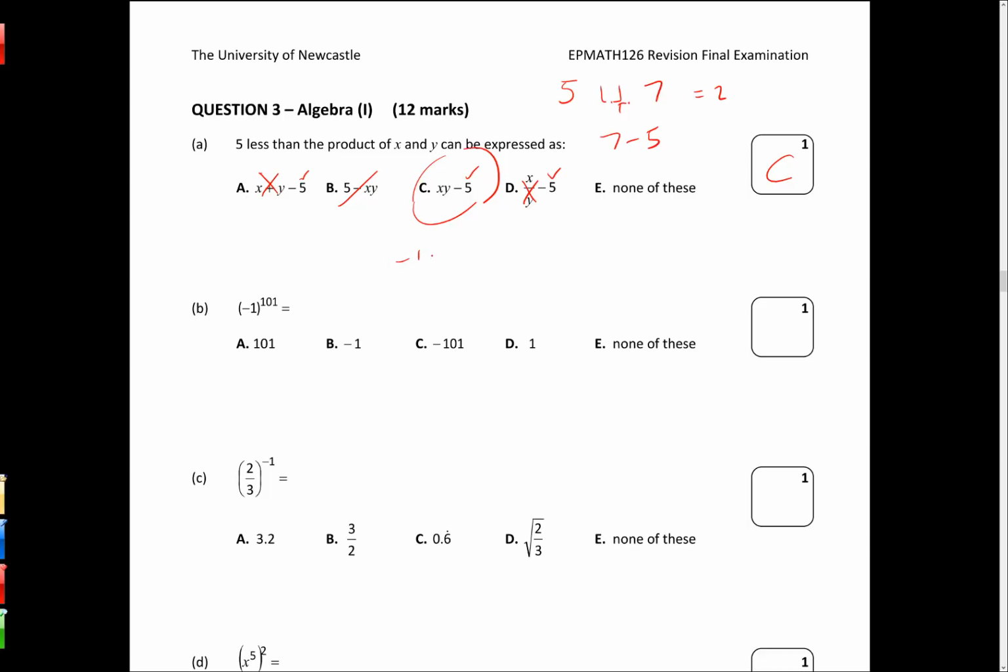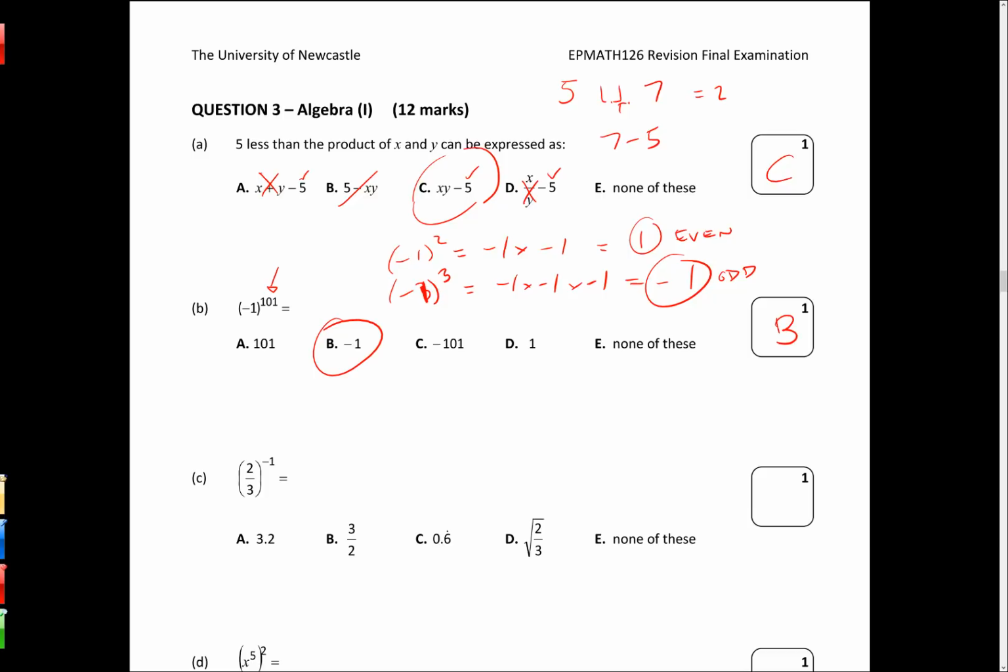Minus 1 to 101. Well, I know that minus 1 squared is minus 1 times minus 1, which, with an even number of minuses, always becomes positive. I know that minus 1 cubed is minus 1 by minus 1 by minus 1. 1 by 1 by 1 is still 1, but 3 minuses is going to be a negative. And I can see very quickly the pattern. When I raise it to an even number, I get 1. When I raise it to an odd number, I get minus 1. And I'm raising it to an odd number. Minus 1 to 100 might be 1, but minus 1 to 101 would have to be negative 1 again. I've got an odd number of minuses lined up, which stays negative.